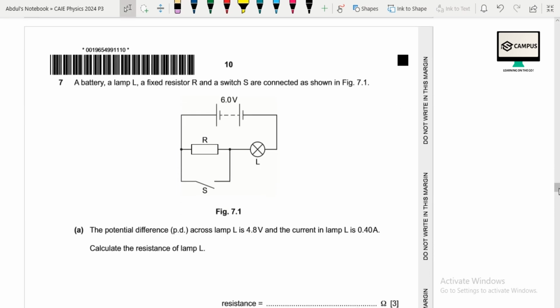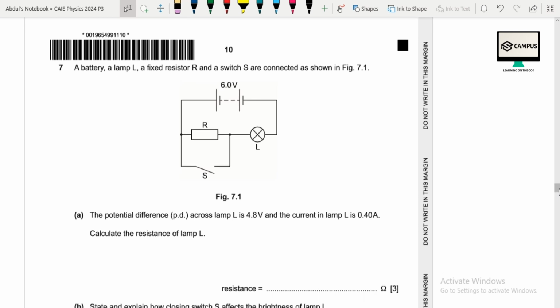Move on to question number 7. So we have a circuit here. A battery, a lamp, and a fixed resistor and a switch are connected. All right, so in question 7a, the potential difference across the lamp is 4.8 volts, and the current in the lamp is 0.4 amperes. Calculate the resistance of the lamp.